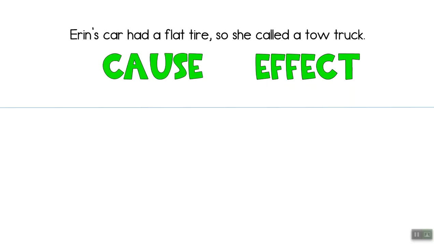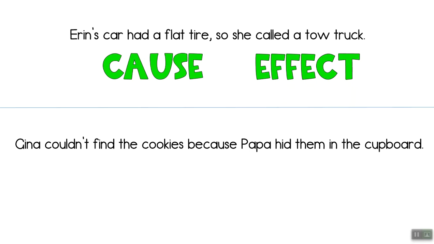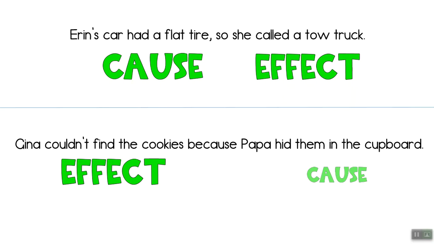Okay, and the last one we're going to do together says, Gina couldn't find the cookies because Papa hid them in the cupboard. What happened last in this sentence? If you thought Gina couldn't find the cookies, you were correct. Gina couldn't find the cookies. Why? Point to it on your screen. Gina couldn't find the cookies because Papa hid them in the cupboard. So sometimes you just need to stop and think, what happened first? What happened last? And it makes it a little bit easier to identify the cause and effect.